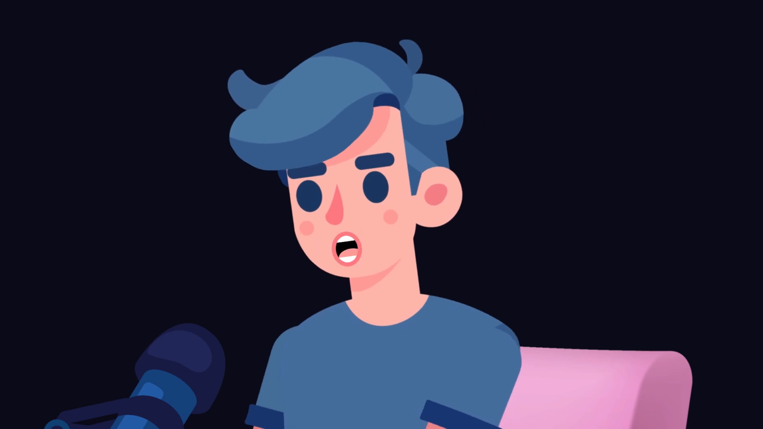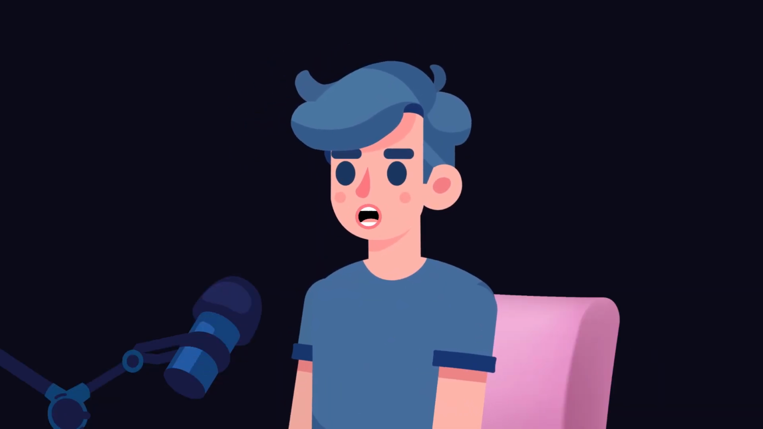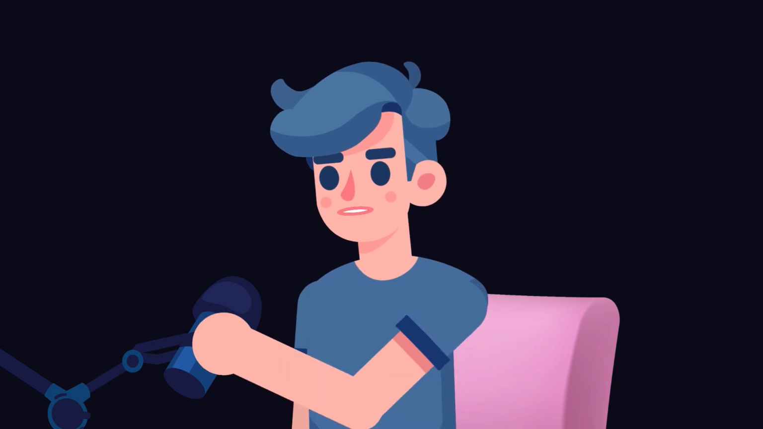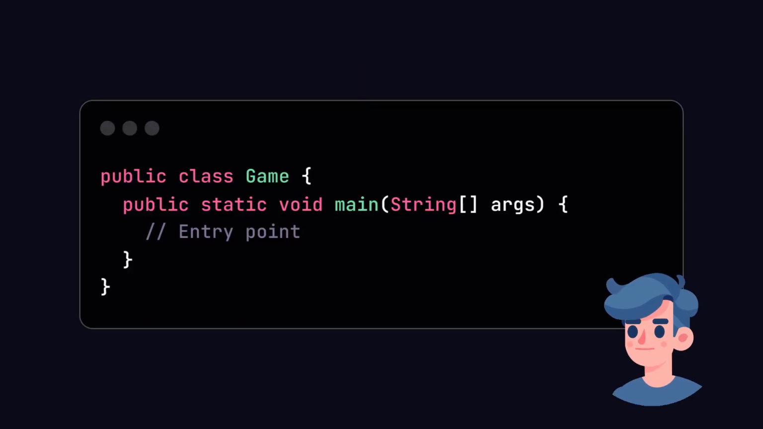Next, we will create our main class. Right-click on the com.match3game package, then select New Java class. Name it Game. This will be the entry point for our application. Let's add our main method to the Game class. The main method is essential for any Java application as it is where the program starts executing.